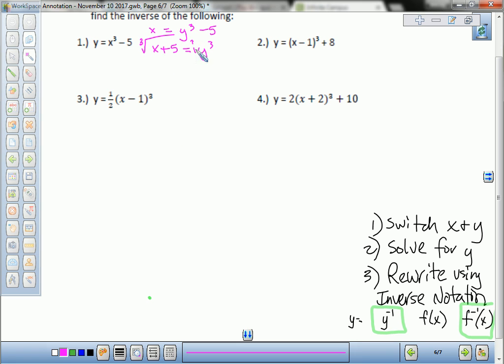Now, we don't have a sign issue when we take the cubed root, because the cubed root of a positive is a positive, the cubed root of a negative is a negative. We don't have to worry about signs with the cubed root. So that stays the same. And then all we do is write using inverse notation. Questions?